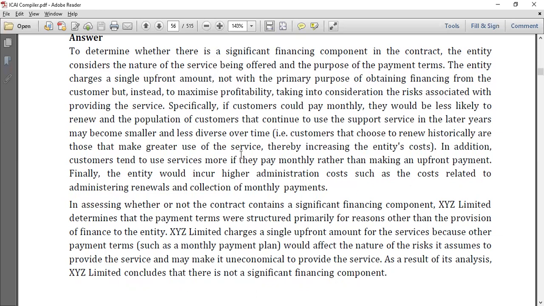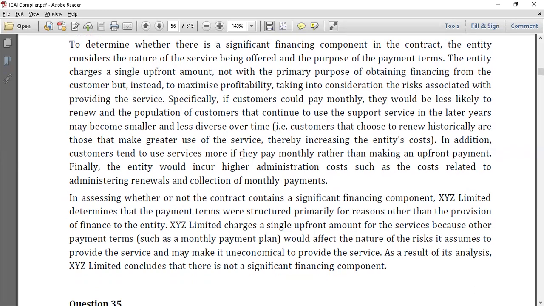So in assessing whether or not this has a significant financing component, XYZ Limited determines that the payment terms are structured primarily for reasons other than the provision of finance to the entity. So here XYZ Limited charges a single upfront payment for the services because other payment terms, such as monthly payment terms, would affect the nature of the risks it assumes to provide, and may make it uneconomical to provide this service to the customer. So it's like that. There is no significant financing component in this contract.